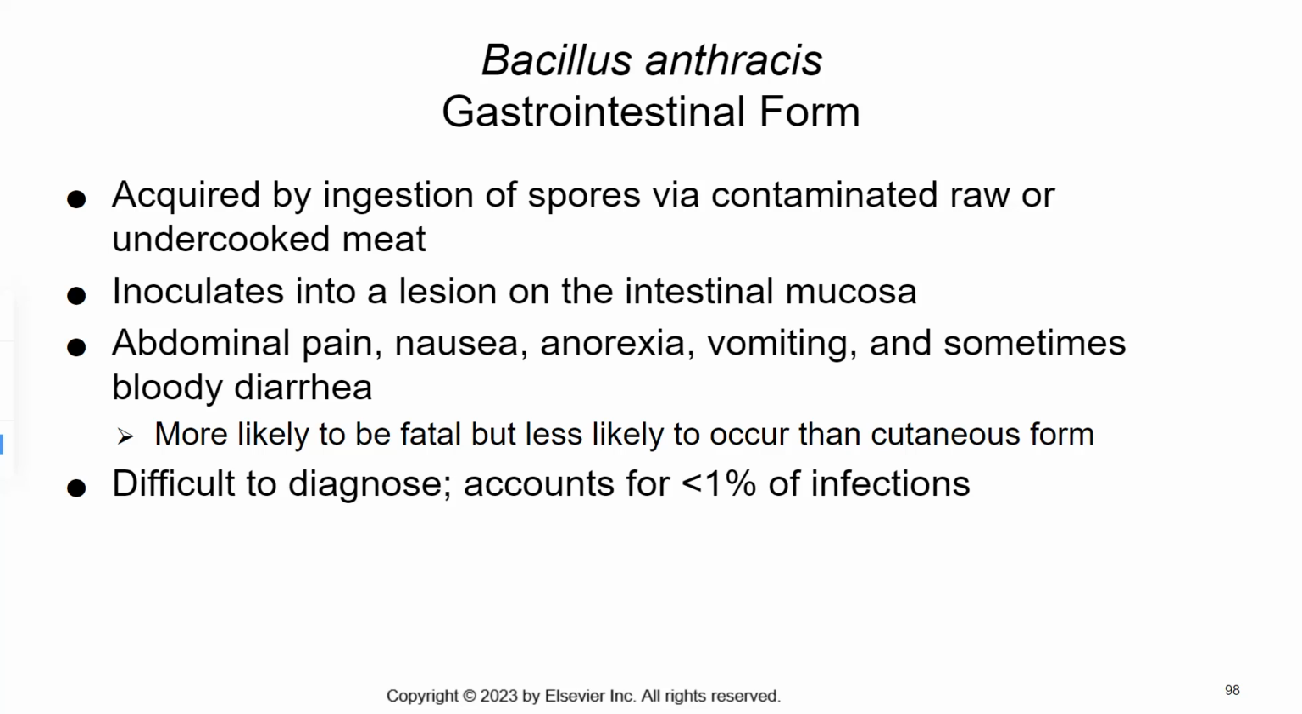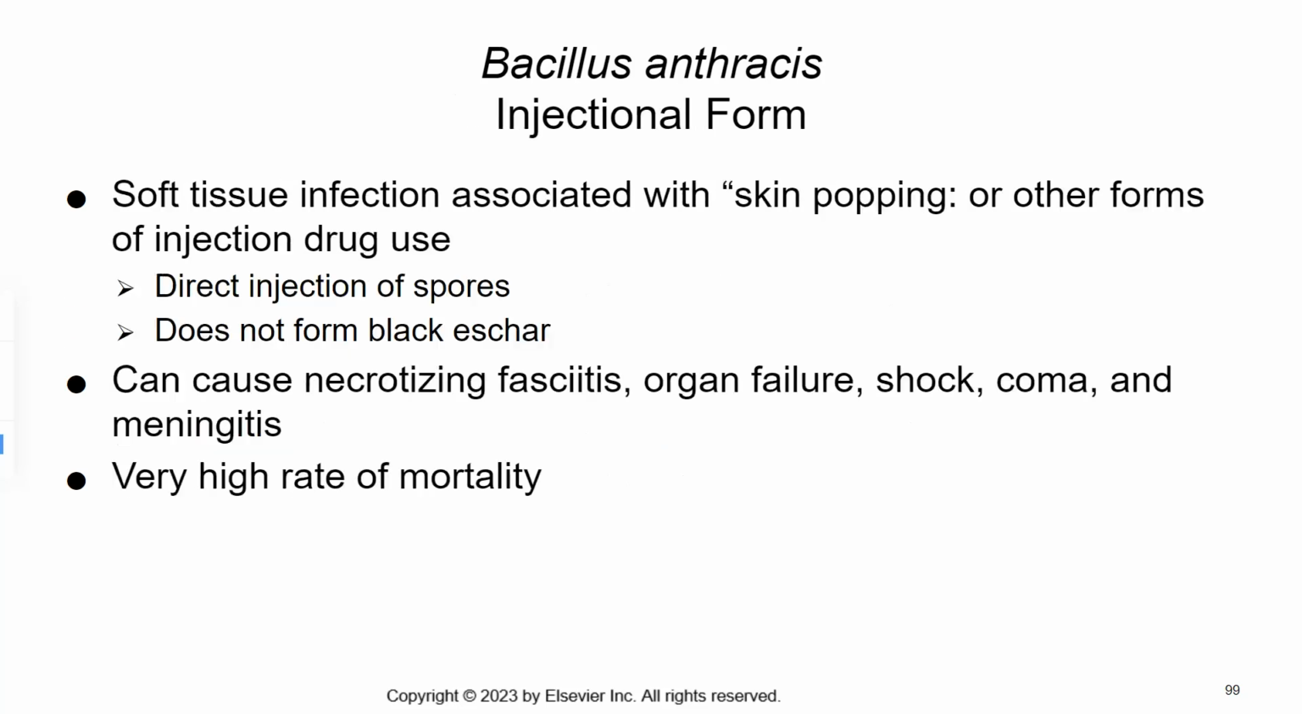The GI form is acquired by ingestion of spores via contaminated raw or undercooked meat, which inoculates into a lesion in the intestinal mucosa, causing abdominal pain, nausea, anorexia, vomiting, and sometimes bloody diarrhea. More likely to be fatal but less likely to occur than the cutaneous form. Difficult to diagnose, and it accounts for less than 1% of infections. The injectional form is a soft tissue infection associated with skin popping or other forms of injection drug use. Direct injection of spores does not form the black eschar, can cause necrotizing fasciitis, organ failure, shock, coma, and meningitis. Very high rate of mortality.